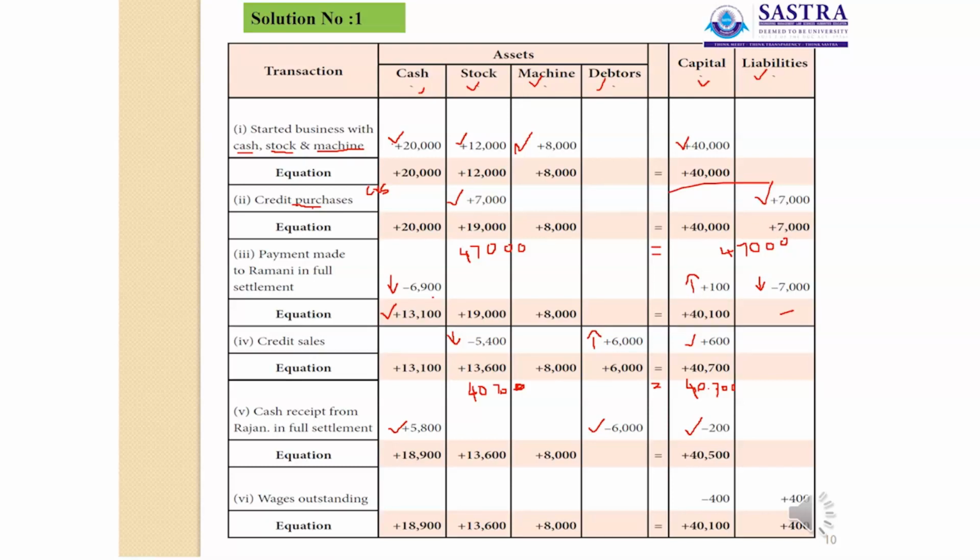13,100 plus 5,800, 18,900. The total is 18,900. Here 13,600, there is no effect on the stock, so the same amount. Here 8,000, machinery value, the same thing. Then 6,000 minus 6,000, automatically 0, there is no effect. And then next one is 40,700 minus 200, 40,500. Now equalizing the transaction, 18,900 plus 13,600 plus 8,000. What is the total value? 40,500.